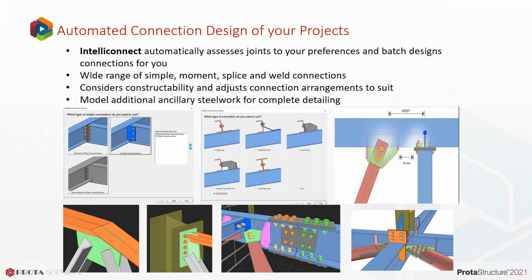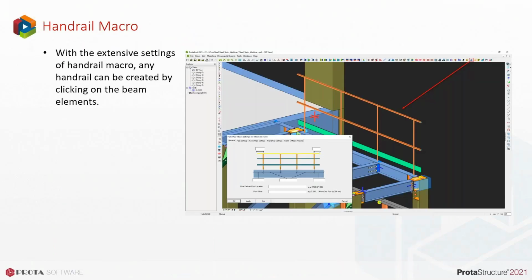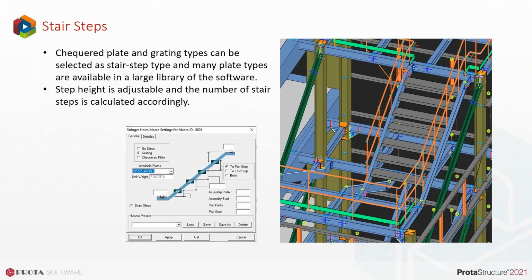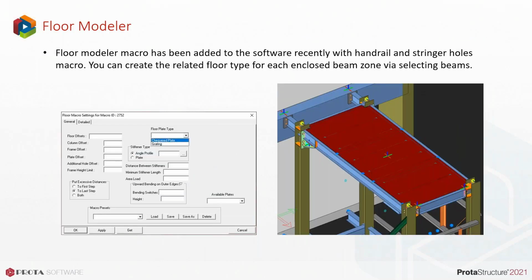With the extensive settings of the handrail macro, any handrail can be created by clicking on the beam elements. Handrail connection macro can be used to merge handrails which are modeled individually. Checkered plate and grating types can be selected as stair step type, and many plate types are available in the large library of the software. Step height is adjustable, and the number of stair steps is calculated accordingly. The floor modeler macro has been added to the software recently with handrail and stringer holes. You can create the related floor type for each enclosed beam zone by selecting beams.